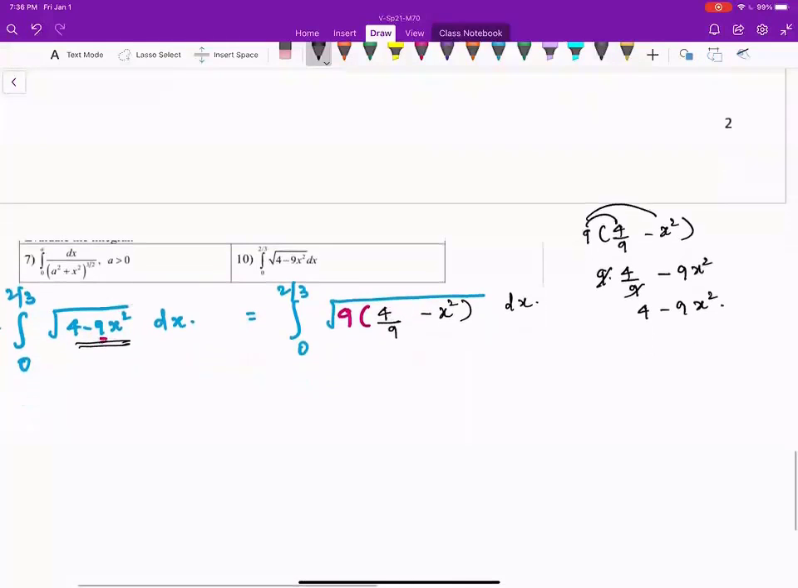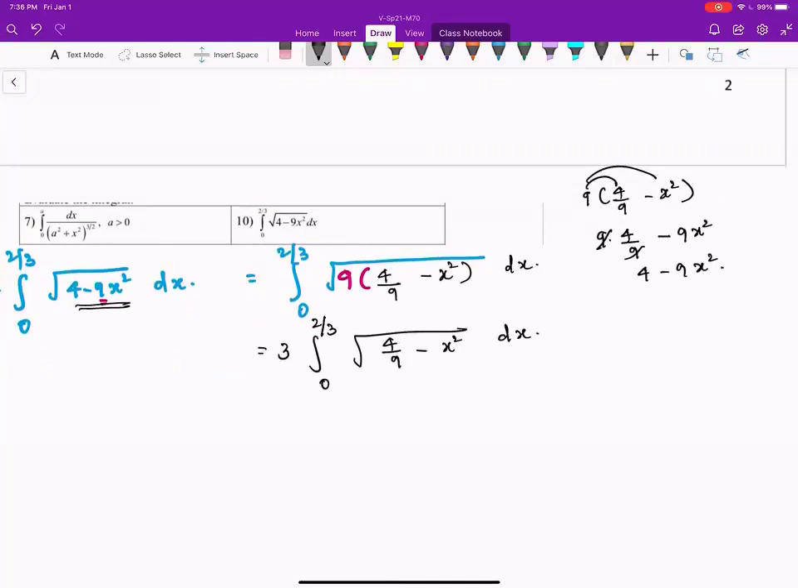In order to make the coefficient of x squared 1, we are pulling out the 9. But it is inside the radical, so square root of 9 becomes 3. That can come out of the integral sign. So it is 3 times the integral from 0 to 2/3 of square root of 4 over 9 minus x squared dx.